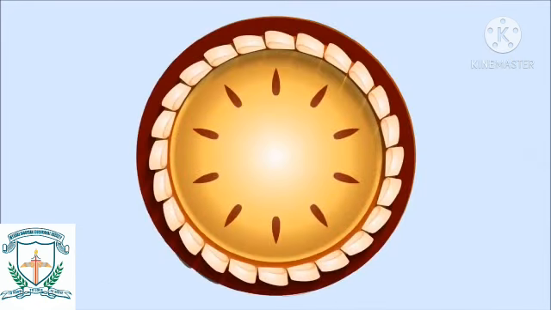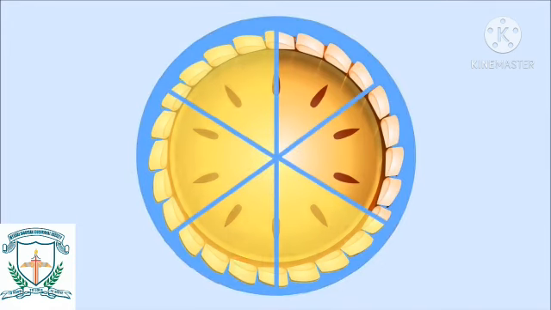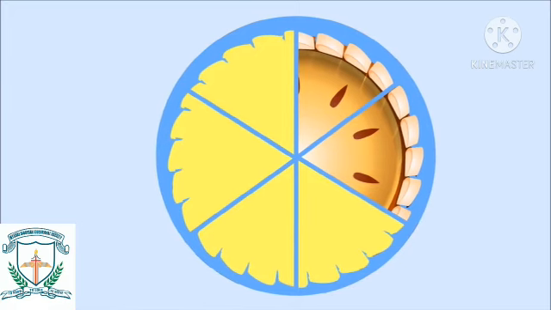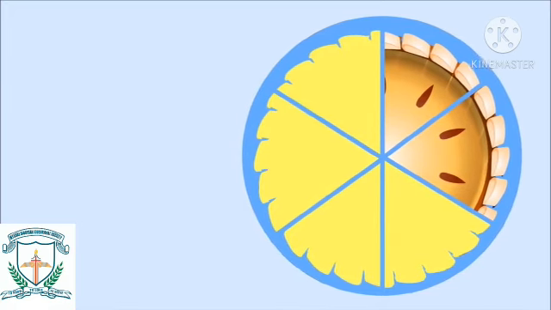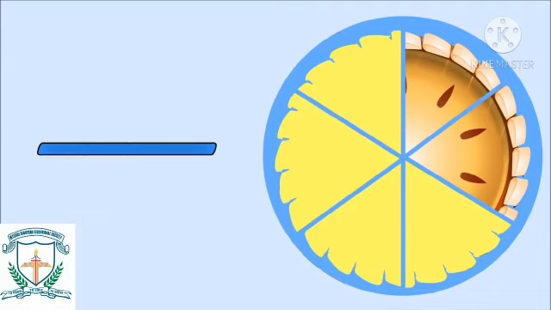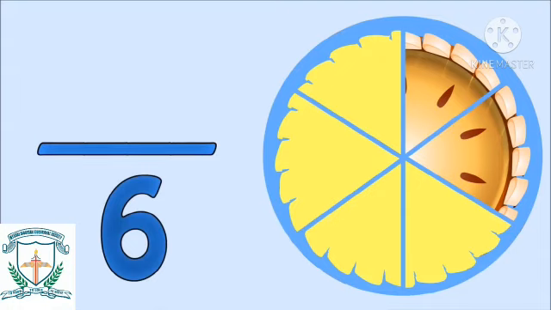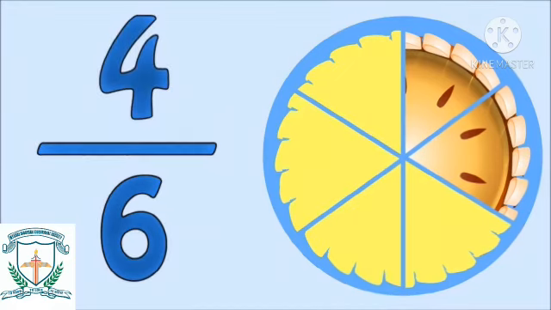Let us take another example. This pie is divided into 6 pieces and you eat 4 pieces of it. If there are 6 pieces in the pie and you eat 4 pieces of it, then 6 is the denominator of your fraction and the numerator of your fraction will be 4. That means you ate 4/6 of a pie.